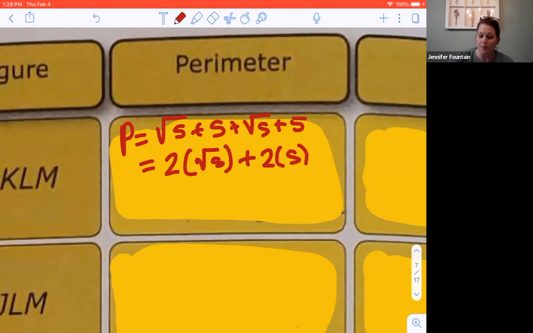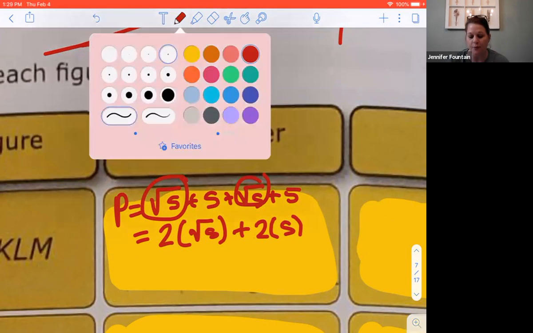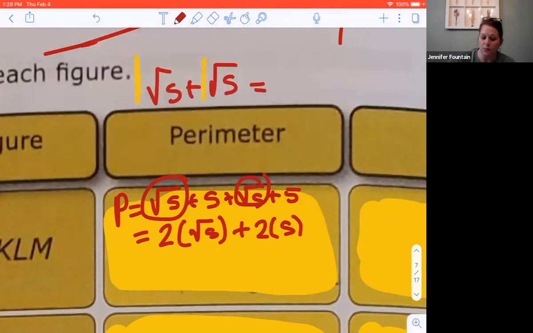Okay. Now, remember a minute ago when I talked about the square root of 5 plus the square root of 5? I want you to think about that. Remember, like variables, if I don't have a number in front of it, that's actually a 1 in front of it. So if I'm adding the square root of 5 plus the square root of 5, 1 plus 1 is 2, and I keep my radical the same. So that's going to be 2 times the square root of 5.